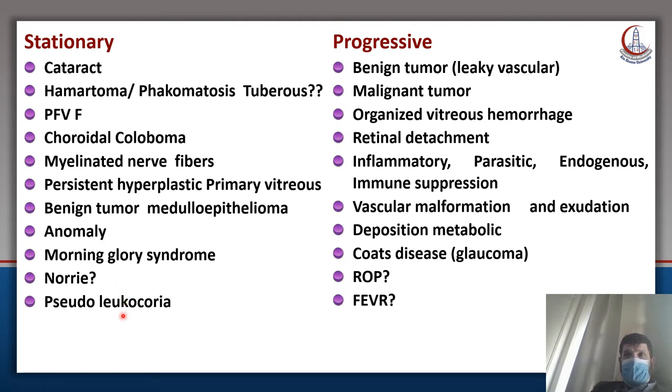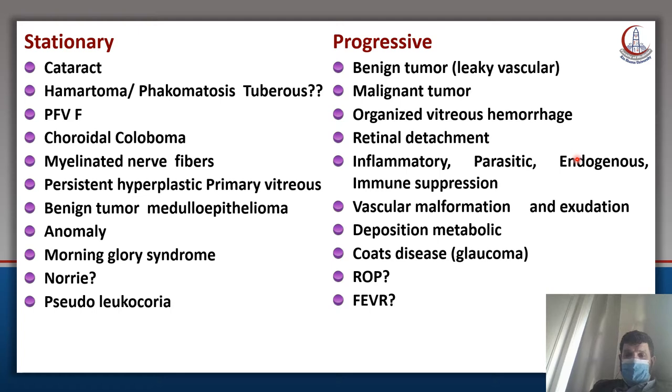And causes of pseudo leukocoria, like corneal opacities, congenital endothelial defects, anomalies like Peter anomaly, or progressive causes. Also benign tumors, especially vascular tumors that leak with lipid exudation, and malignant tumors, organized vitreous hemorrhage which can progress to retinal detachment, and inflammatory causes like parasitic nematode, toxocara granuloma, or sepsis with endogenous endophthalmitis, especially in immunosuppressed patients.